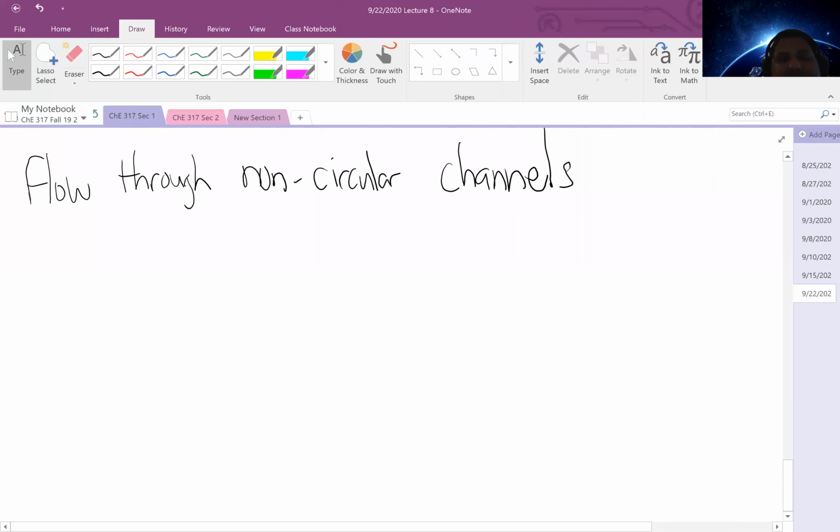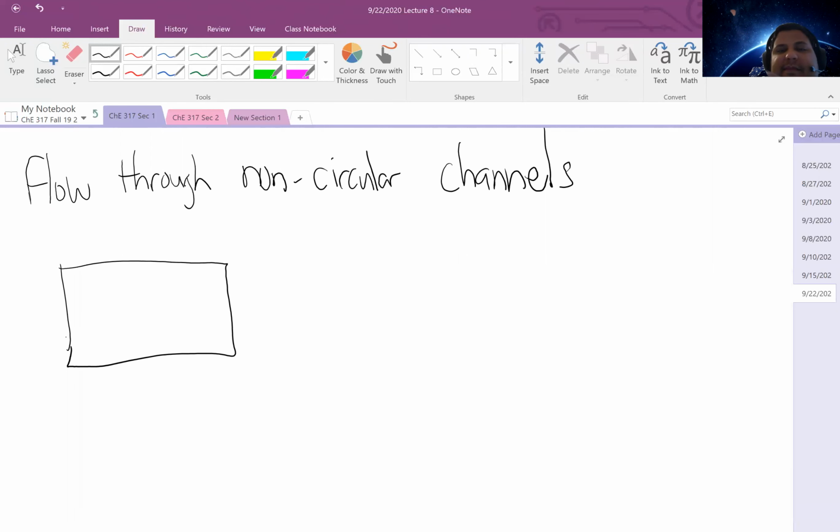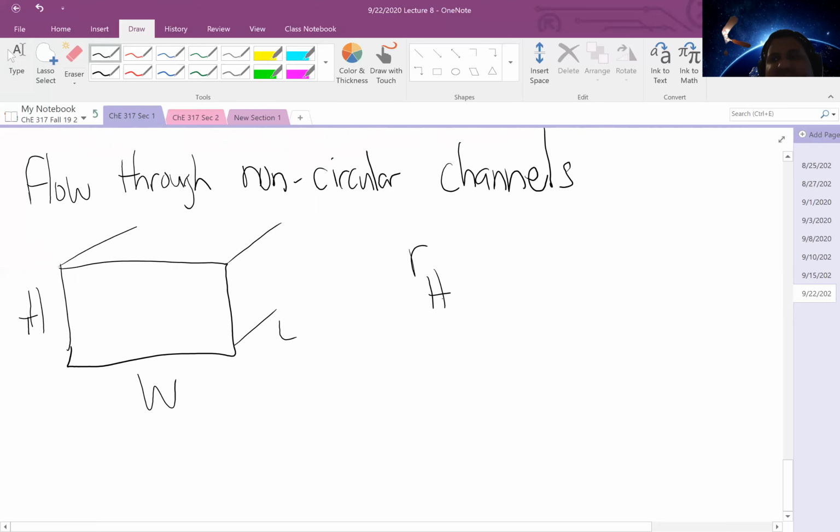So if instead of flowing through a pipe that behaves as a circle in terms of cross-sectional area, a lot of times we can consider non-circular systems. And so if I have, let's say, a ductwork that looks like this with some sort of length, some sort of width, actually that should be height. This would be the length. What we can do is calculate a hydraulic radius, which is given as the cross-sectional area over the perimeter.